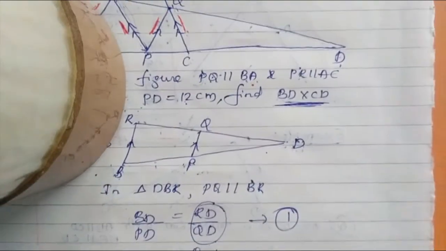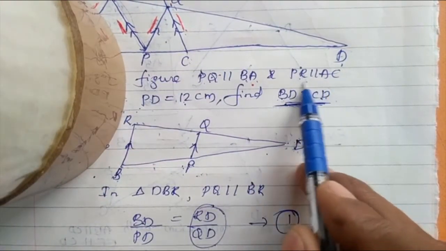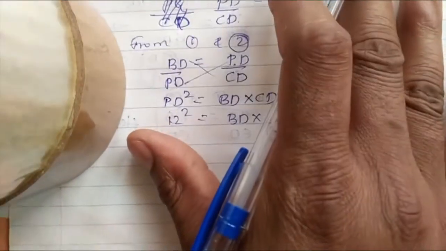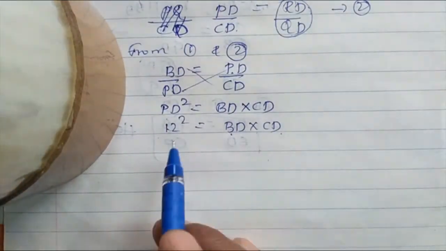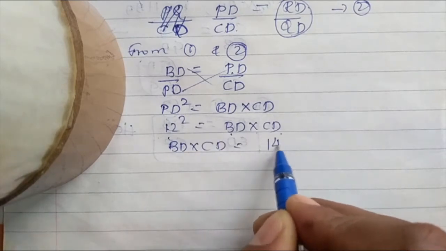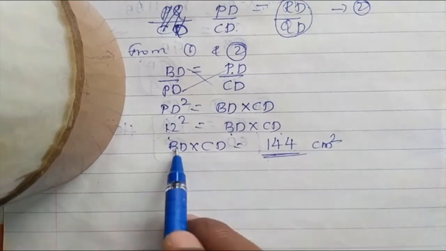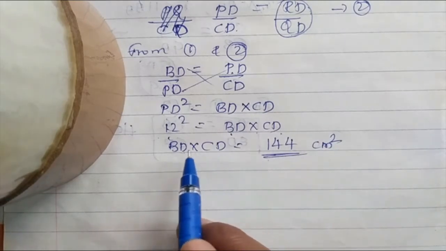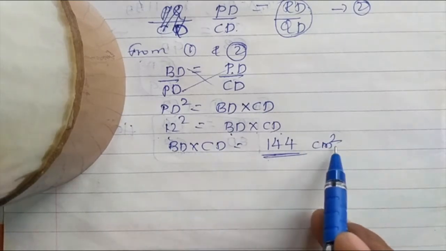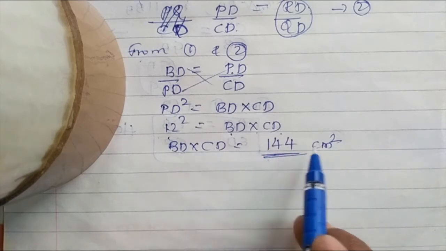What is the question? Find BD into CD, not BD separately, not CD separately. The product of both together is the question. So BD into CD equals 12 square, that is BD into CD equals 144 centimeter square. Why is it in centimeter square? It is the product of two line segments. If it were only BD, we would just write centimeter. Here it is the product of two line segments, therefore 144 centimeter square.